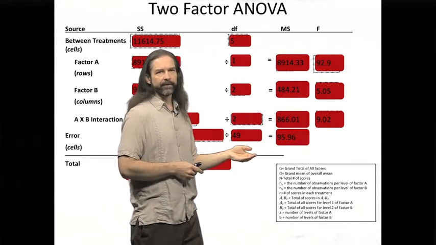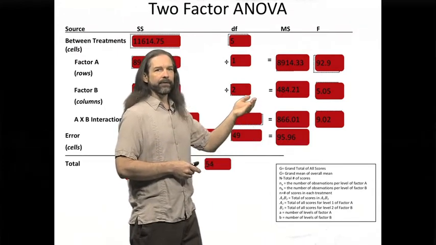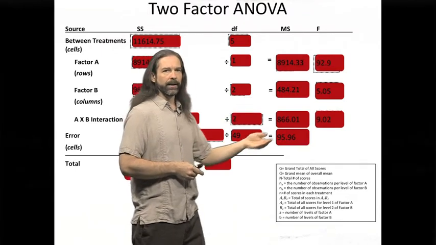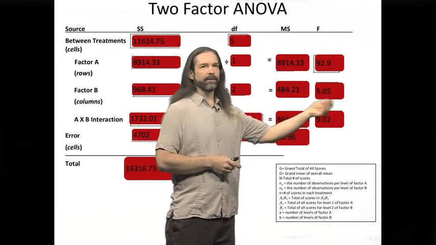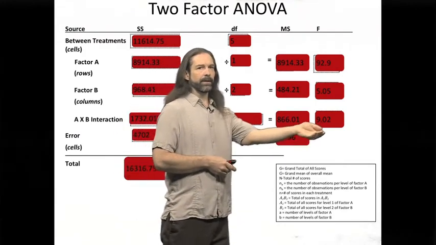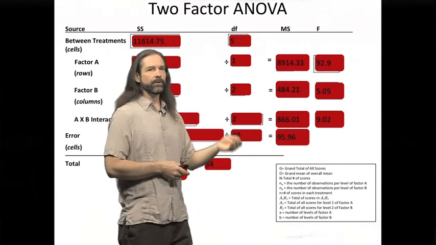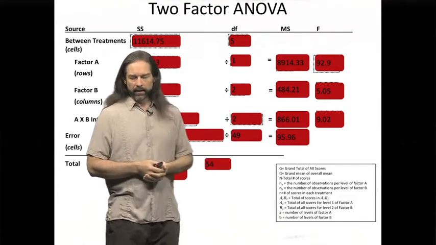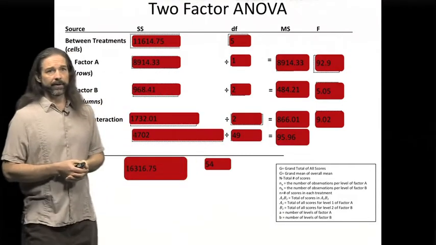That's my F value for factor A. I have F of 2, 49 equals 5.05. That's my F value for factor B. Similarly, for the interaction, 9.02, I have an F of 2, 49. So we now know what the observed values are.